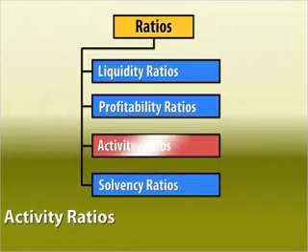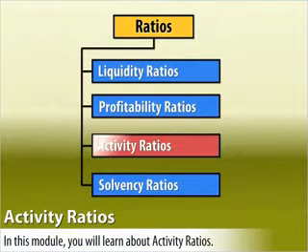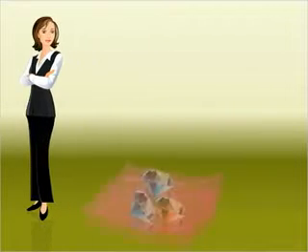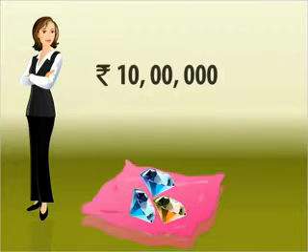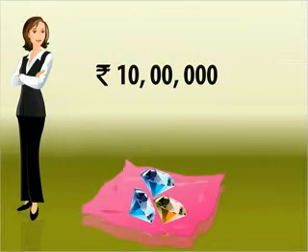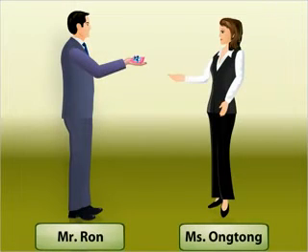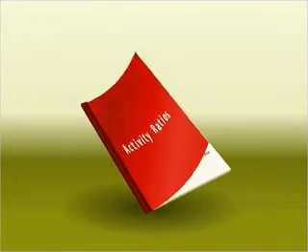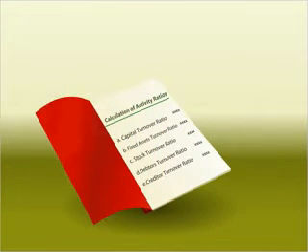Activity ratios. In this module, you will learn about activity ratios. Miss Ong Tong is a diamond exporter. She purchased diamonds worth only 10 lakh rupees from Mr. Ron, as she doesn't want to overstock. In order to make her payments, she maintains a record of activity ratio, which is her guide to how she can quickly pay off her debts from her available resources.